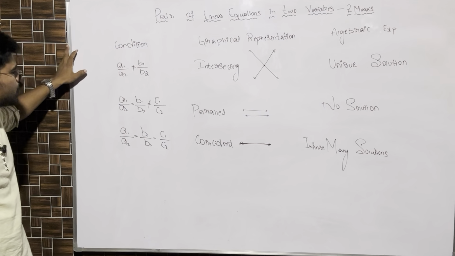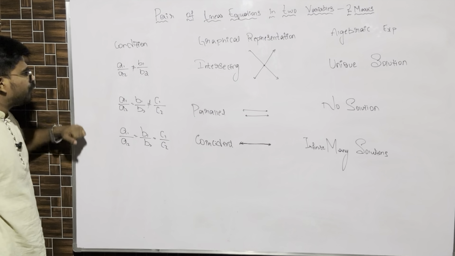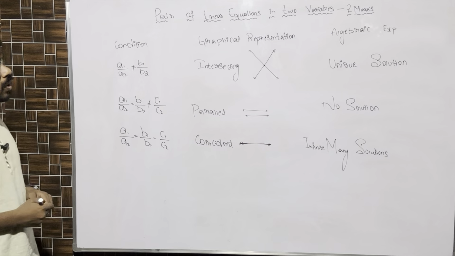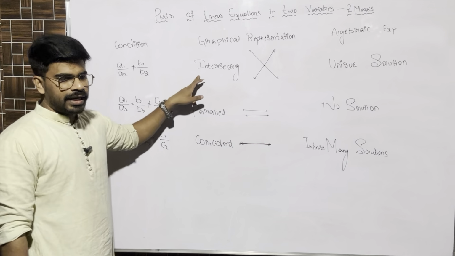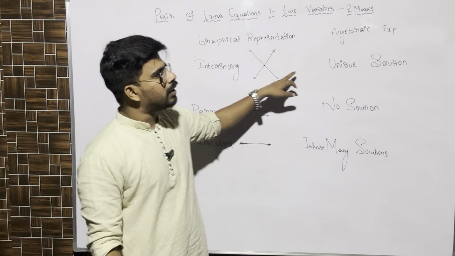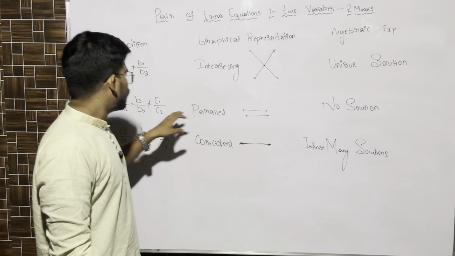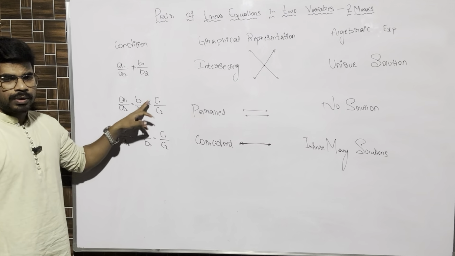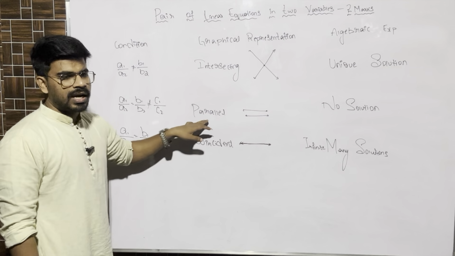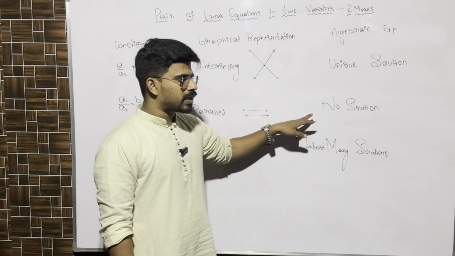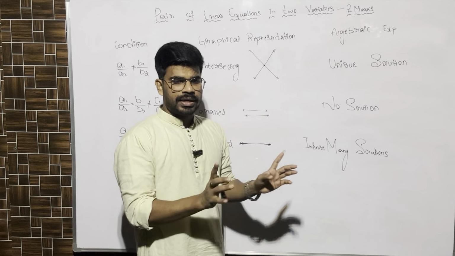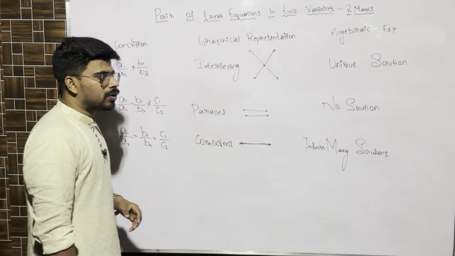So you should understand these conditions: if A1 by A2 and B1 by B2 are not equal, then the lines are intersecting lines. This is how it looks. And number of solutions? Only one. Unique solution it will have. Now next, if A1 by A2 is equal to B1 by B2 is not equal to C1 by C2, the lines are parallel. This is how it looks. And if the lines are not intersecting, not meeting at any point, that means no solution to it.